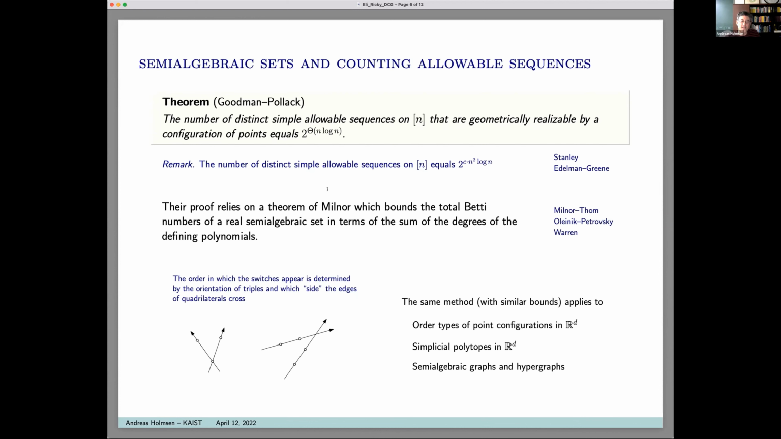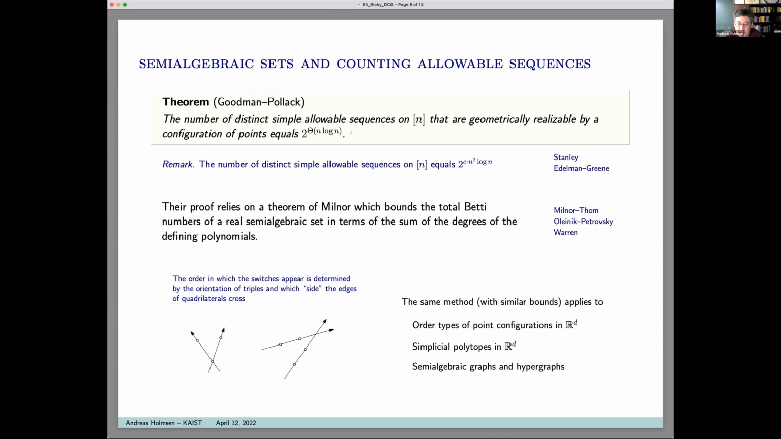But more importantly, I think, this theorem is the proof that they discovered. The proof relies on Milnor's theorem, which says you can bound the number of connected components of a semi-algebraic set in terms of the sum of the degrees of the polynomials that define it. The relation to allowable sequences is that in an allowable sequence we want to know the order in which the directions appear. So what is the order of the directions determined by the points of your configuration? Which of these directions appears first can be determined by a simple polynomial inequality. Then you take the product of all these polynomial inequalities. This gives you a semi-algebraic set, and you plug it into Milnor's theorem, and this is basically how this bound appears.